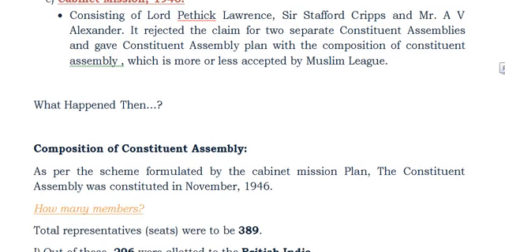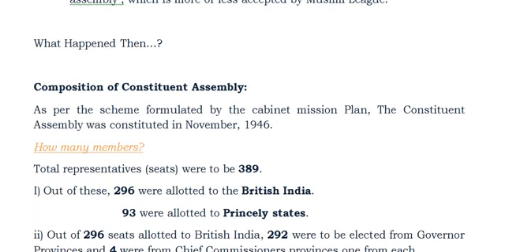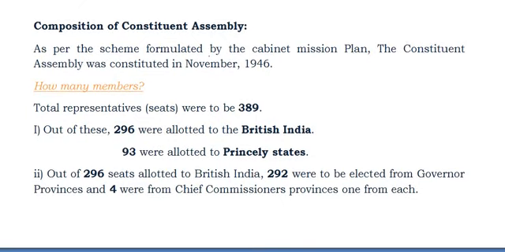The Cabinet Mission, under the guidance of these three people, Lord Pethick Lawrence, Stafford Cripps and A.V. Alexander, said to go for a Constituent Assembly. So how is this Constituent Assembly composed? We need to see now. As per the scheme formulated by the Cabinet Mission, the Constituent Assembly was constituted in November 1946.